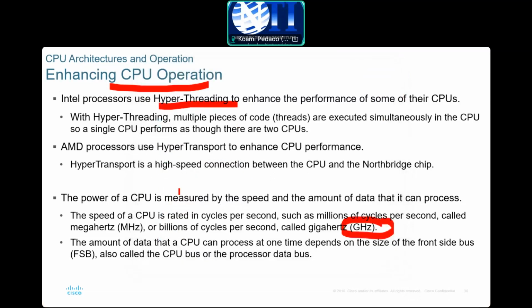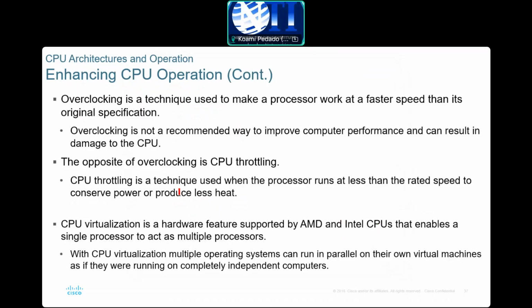But it's here that overclocking is a technique used to make the processor go really fast. You can make it go really, really fast, but don't do it. It's not advised. It's not recommended. Your computer will die quick. The opposite of overclocking is CPU throttling. CPU throttling, your computer, you want to make it go slow.